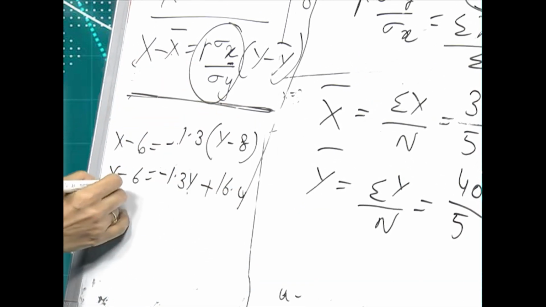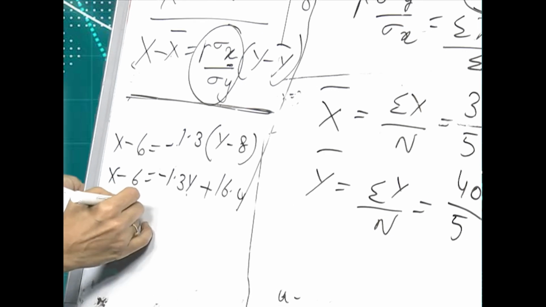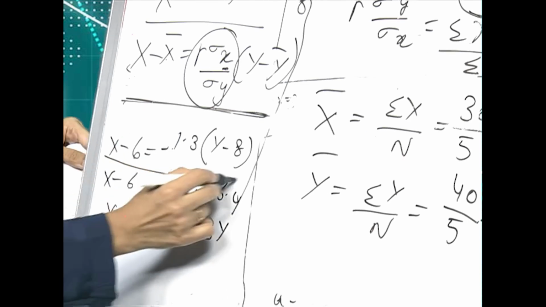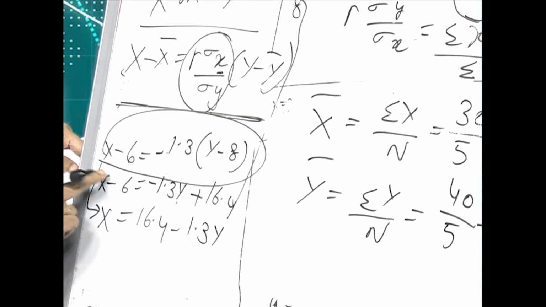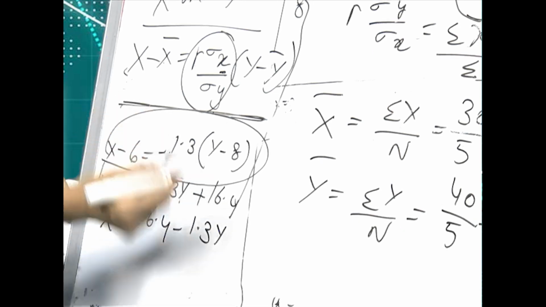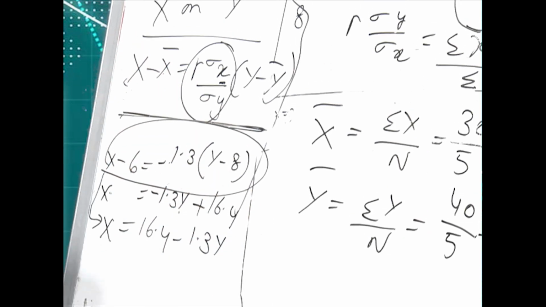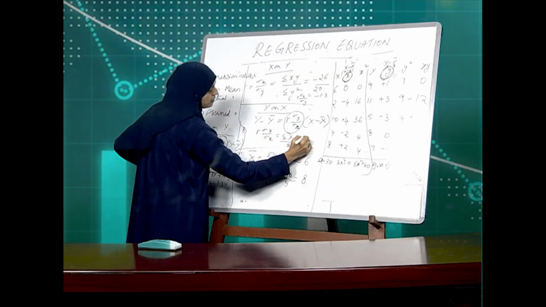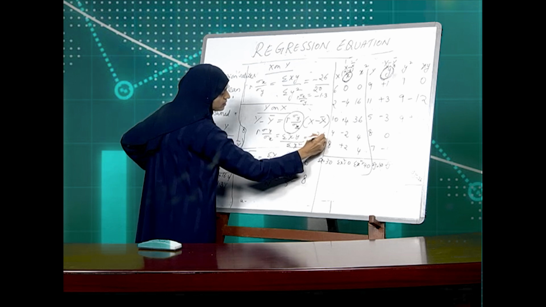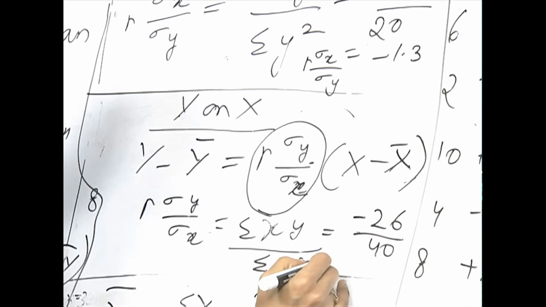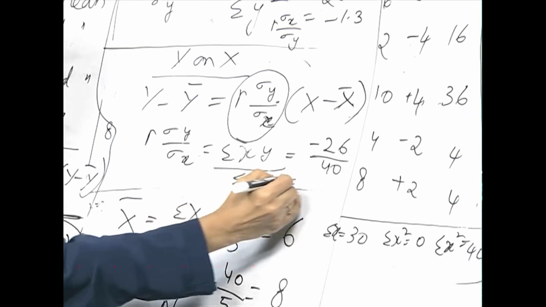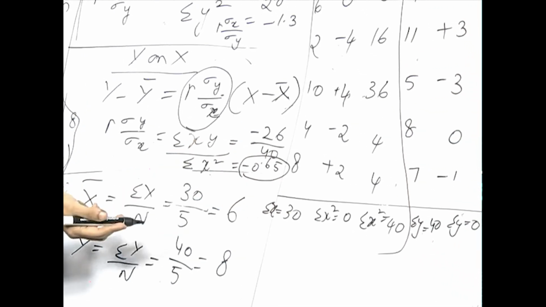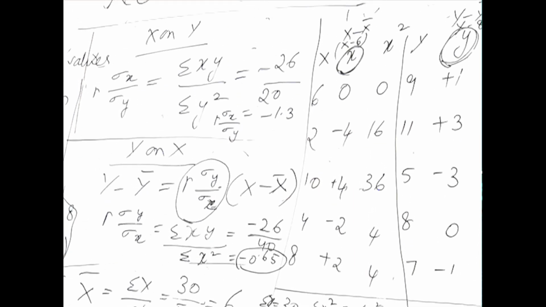When we get x onto this side and then try to solve, x finally will be 16.4 minus 1.3 y. This will be the last step when we solve all these things by taking minus onto this side and x onto that side. Same way we can do for this also. For this, if you see xy again minus 26 and x square 40. When we solve this, this will be minus 0.65. So, minus 0.65 we will substitute in this formula and then try to find out.